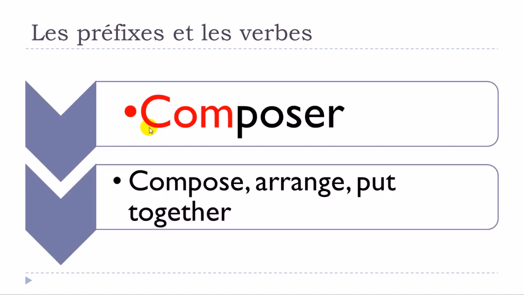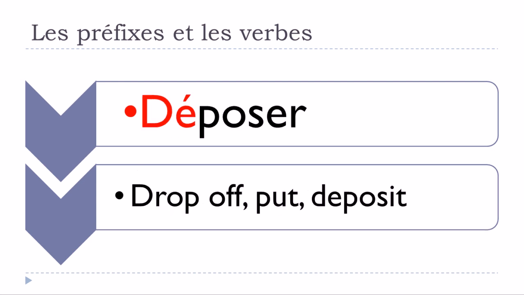So it's possible to add this com prefix: composer. And you've got here the translations of these verbs. It's also possible to add the prefix dé, with an accent aigu, and you get déposer. And here you can find what it means in English.